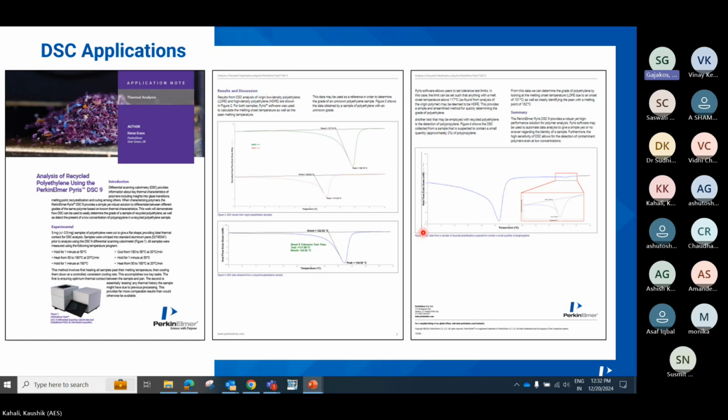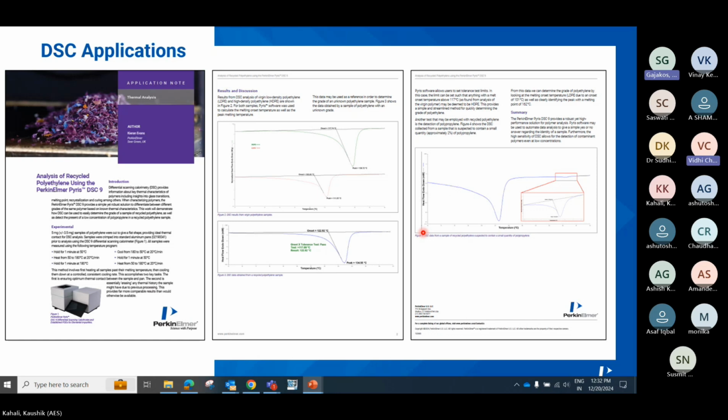And similarly, with the help of Pyris software, we can put a pass or fail criteria for this sample when we put the values for the onset and the peak temperature in the table. After the calculation, it directly shows that if the onset is above 100 degrees centigrade and the peak temperature is around 111 degrees centigrade, it is LDP.